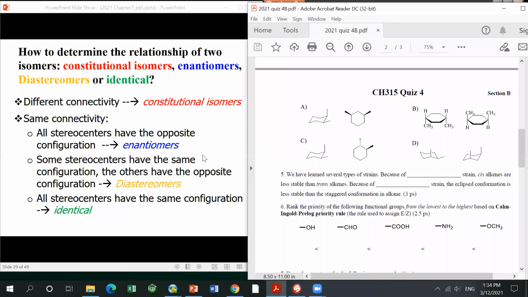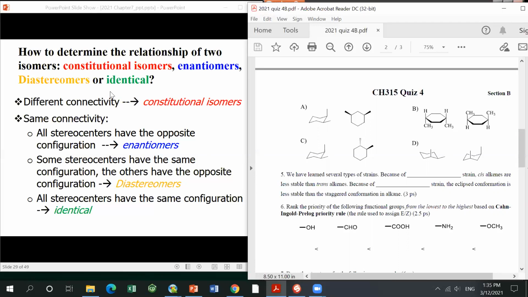Enantiomer, constitutional isomer, diastereomer, identical describe the relationship between two molecules. So it has to involve two molecules. Meso compound or chiral describes the property of one molecule. If I say this molecule is meso, that's right. But I cannot say this molecule is an enantiomer, because enantiomers have to come in pairs.